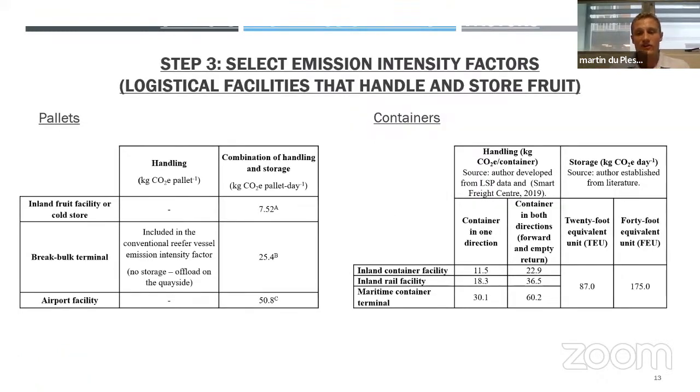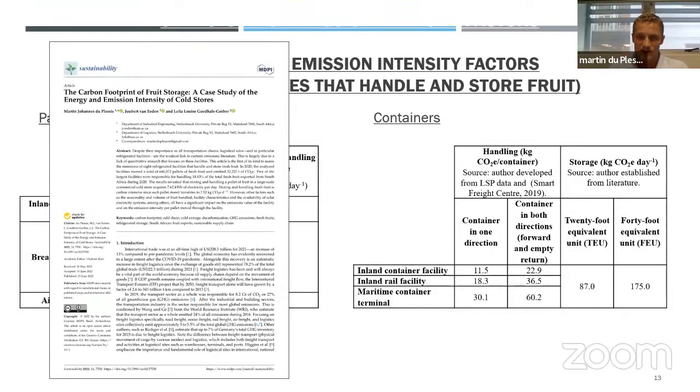Then something else that we also did was for the facilities that handle and store fresh fruit. They are split into two. Firstly, on your left-hand side, there are the facilities that store pallets of fruit. This is your typical cold store, which handles and stores pallets of fruit. We did a journal article about that as well. As far as we're concerned, this is the first emission intensity factor for cold storage facilities. This was really revolutionary because it answers the simple question that we couldn't find the answer for: to store a pallet of fruit for 1 day, how much emissions is really emitted per pallet?